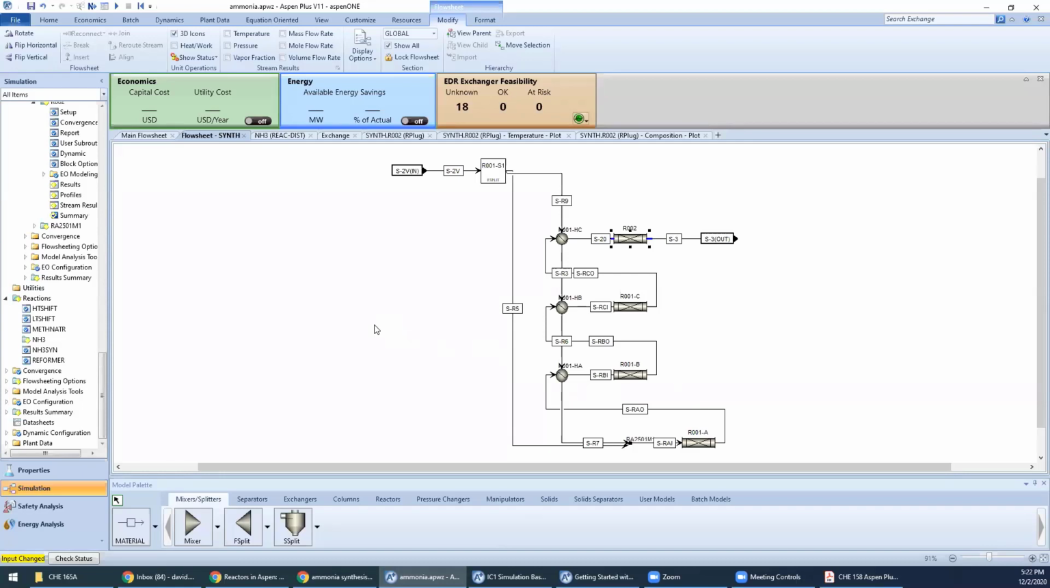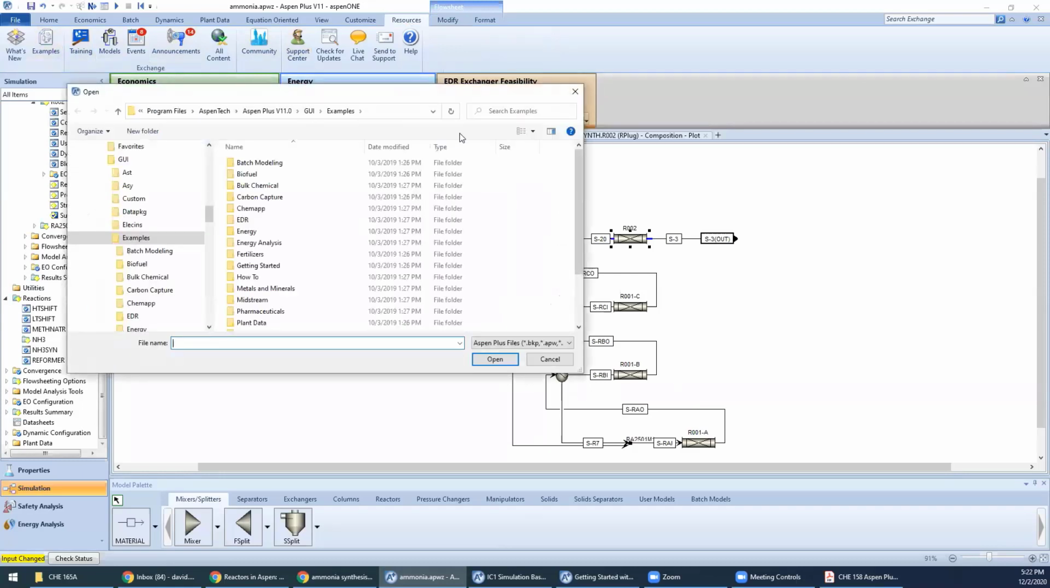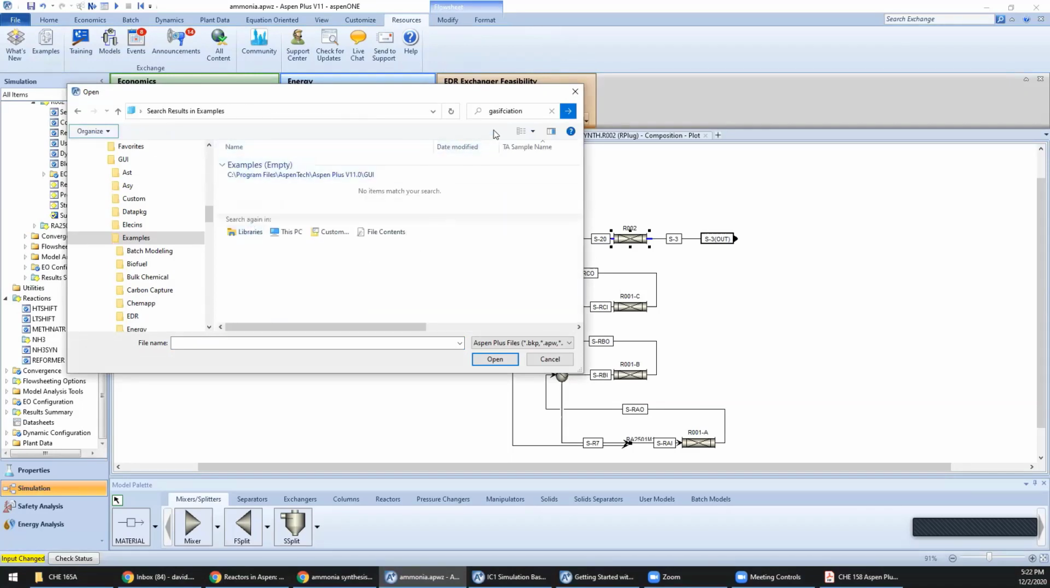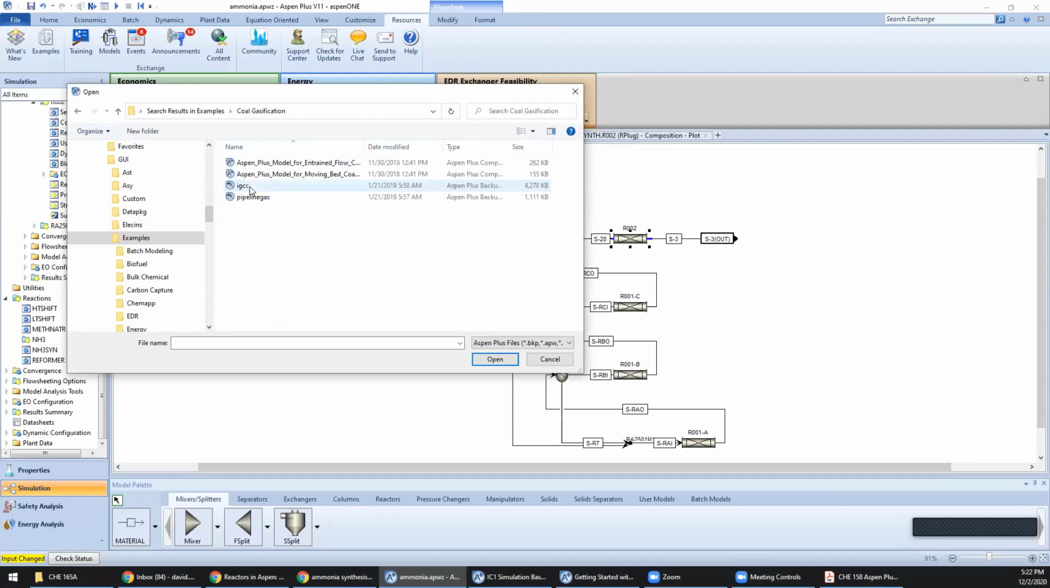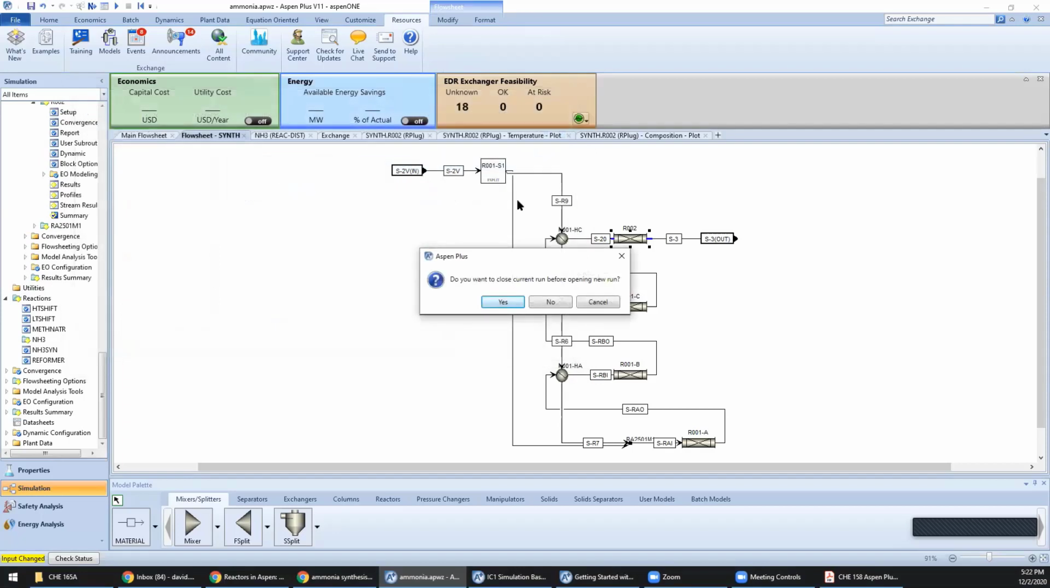And the best explanation of that I can think of is actually the coal gasification model. So this entrained flow gasification model uses different reactor types to approximate a single high temperature, high pressure reaction zone.